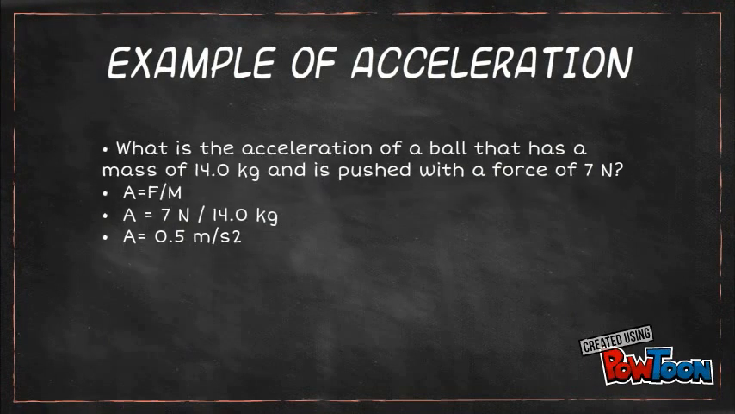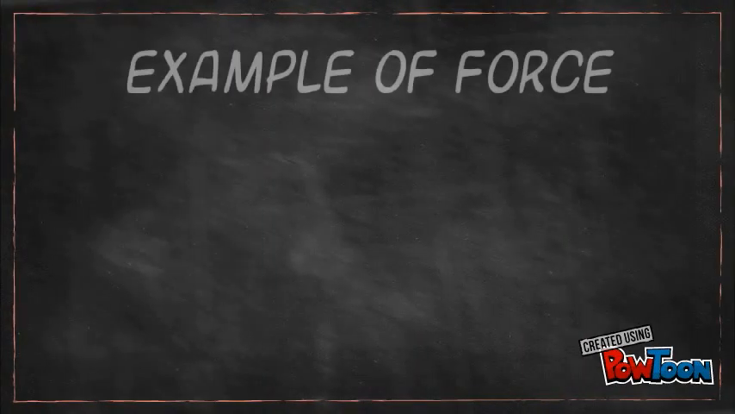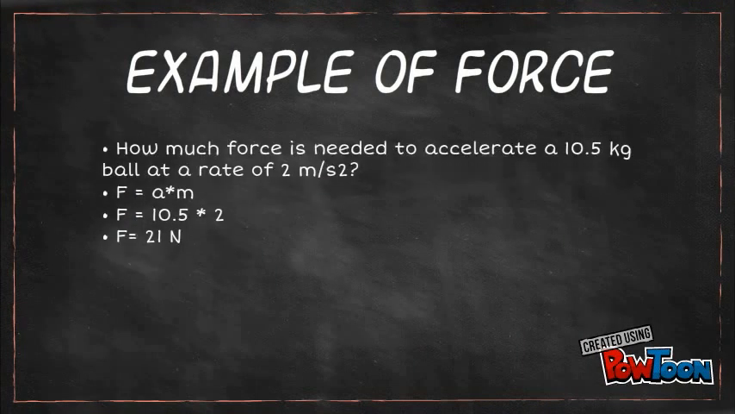Example of acceleration: what is the acceleration of a ball that has a mass of 14.0 kilograms and is pushed with a force of 7 newtons? A equals F over m. A equals 7 newtons over 14.0 kilograms. A equals 0.5 meters per second squared. Example of force: how much force is needed to accelerate a 10.5 kilogram ball at a rate of 2 meters per second squared? F equals m times a. F equals 10.5 times 2.